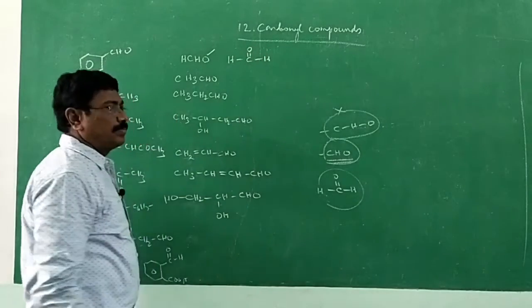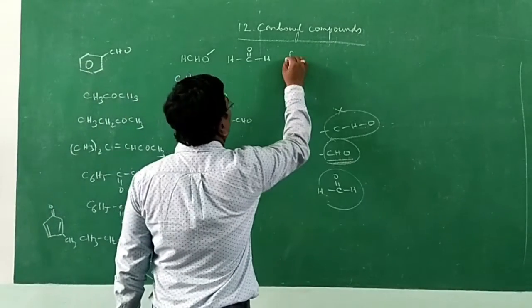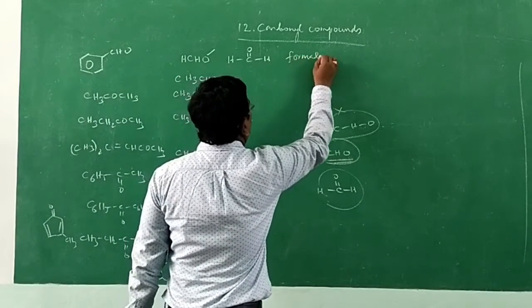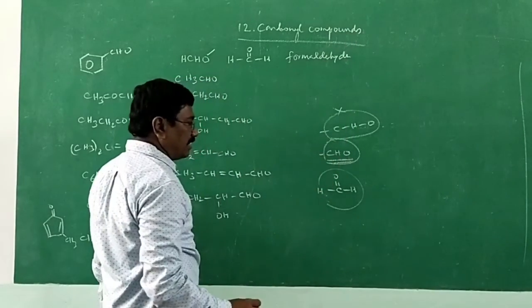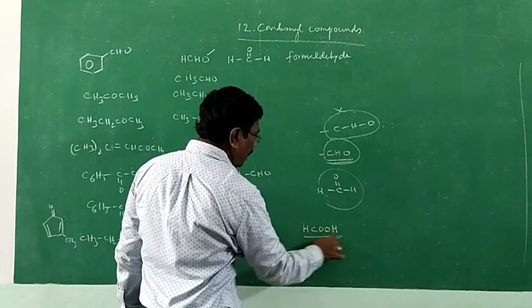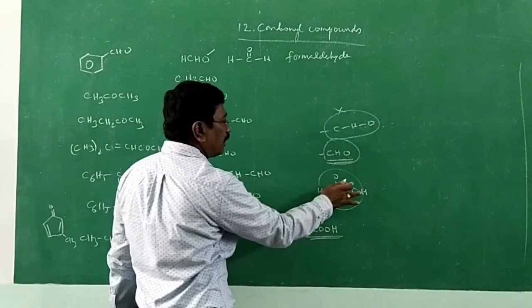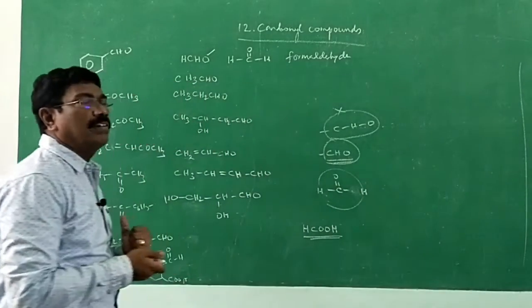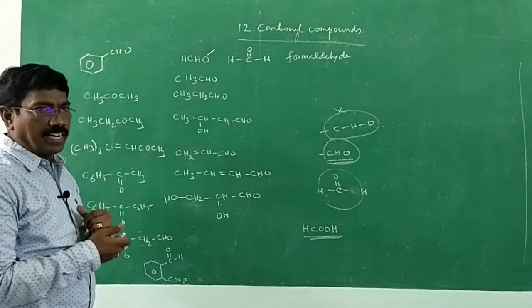What is the common name? The common name for the compound is formaldehyde. The name is derived from formica. Formica means red ant. From the venom of red ants, we get formic acid. The corresponding acid, similar aldehyde, therefore formaldehyde. It gets the common name derived from formic acid, formica, and the name is formaldehyde.